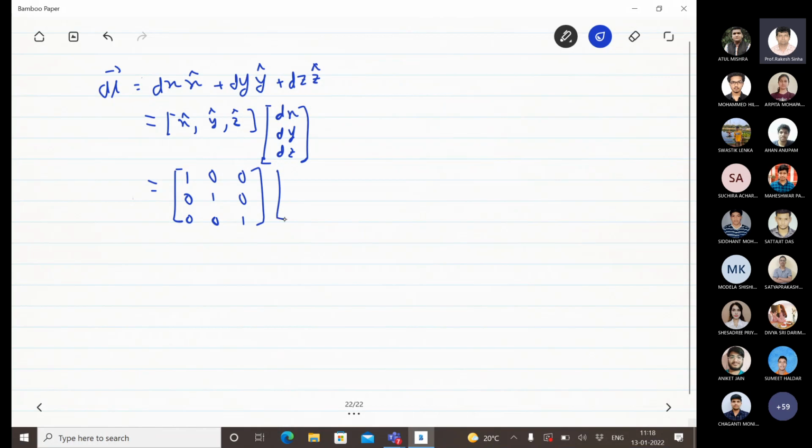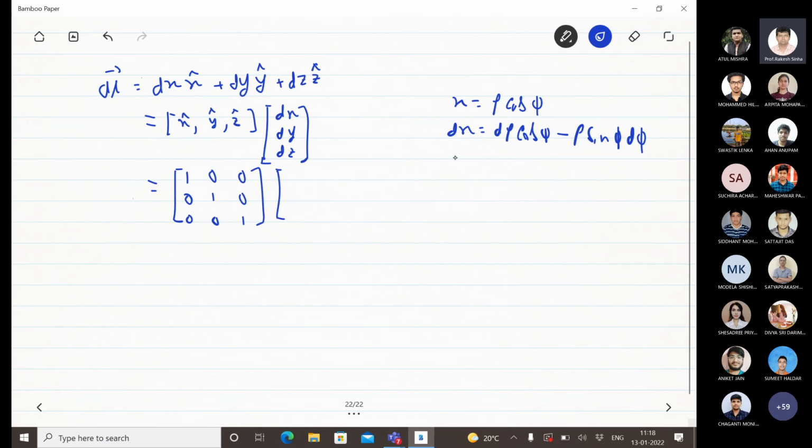Now what we'll do is write this dx, dy using the variable transform. Using the variable transform, we'll write this in terms of rho, phi, and z. Let's write that x is equal to rho cos phi. Now dx you can write as d rho cos phi minus rho sin phi d phi.